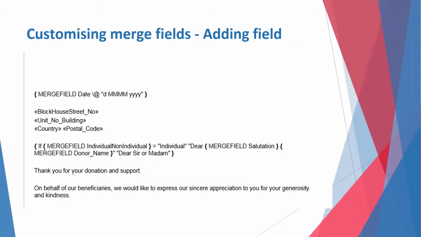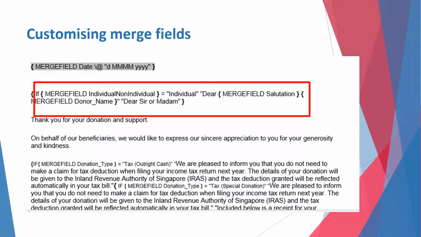When you are done adding the fields, your template will look something like this. You may notice that some merge fields look more complicated. This is because the underlying database has been programmed to show different donation details depending on other fields. An example of this is the donor name showing if the donor is an individual, while being defaulted to Sir or Madam for non-individual donors.